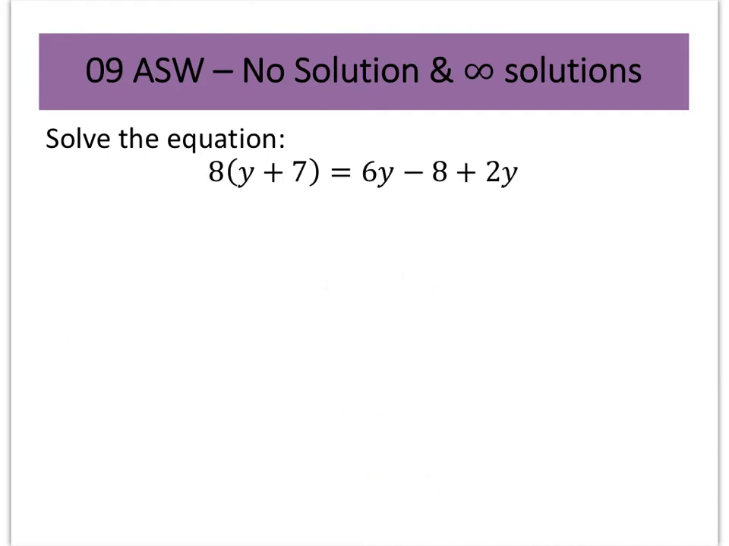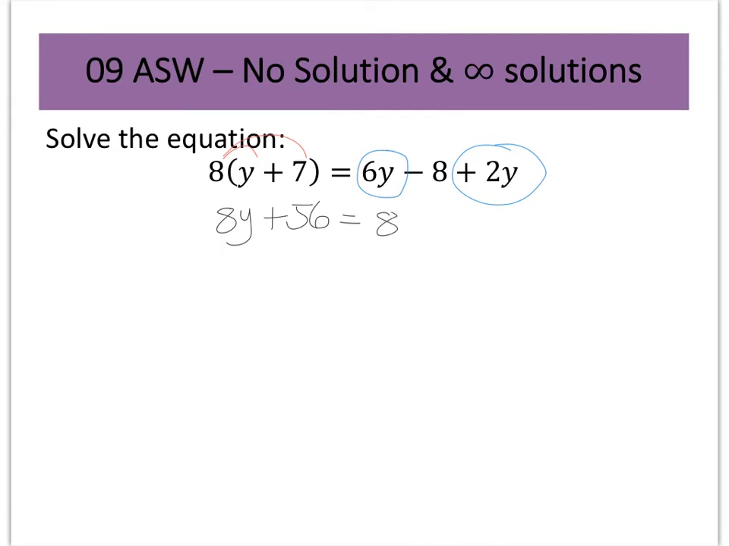Here's another example. In class we learned that we could divide by 8, but here it's not really convenient to do that. So a couple of things that I'm going to do during this first step: I'm going to distribute that 8 inside the parentheses, and then I'm also going to combine some like terms. So 8 times y is 8y, 8 times 7 is 56, equals, and I'm going to combine the like terms, so 8y minus 8.